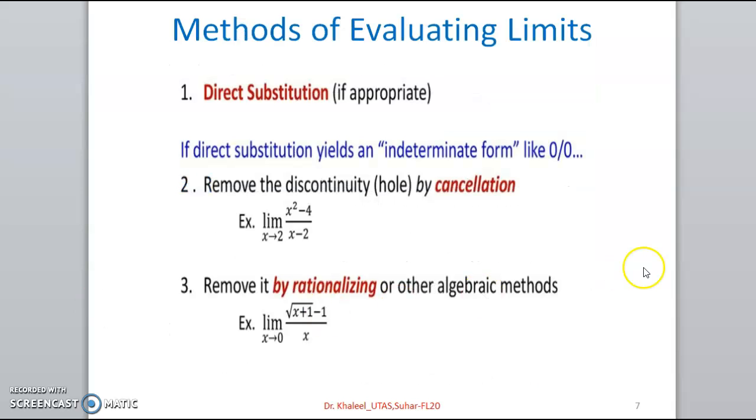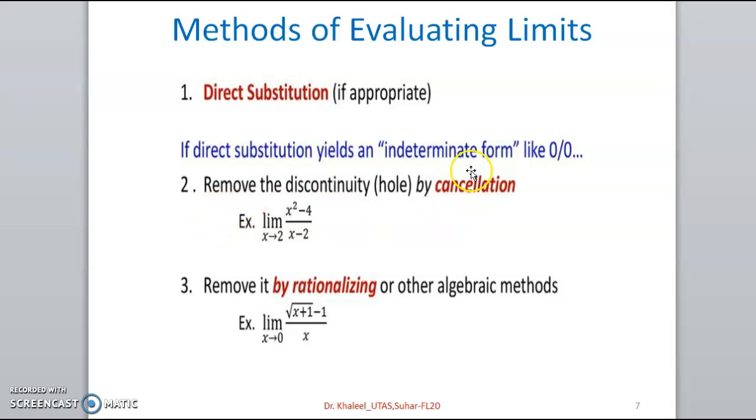So what we have discussed here is different methods of evaluating the limit. Direct substitution: please remember, this is direct substitution when you have no denominator. If you have a denominator, the denominator should not be 0. And remember, when you do the direct substitution, you should not get 0 by 0, or even only the denominator 0. You have to be very careful.